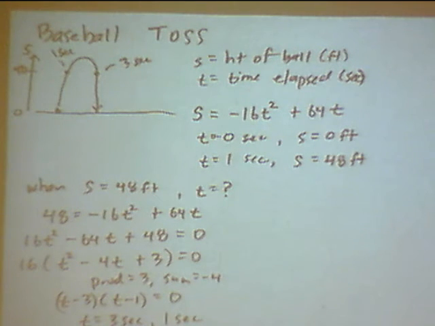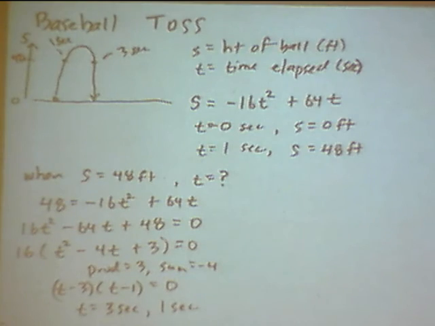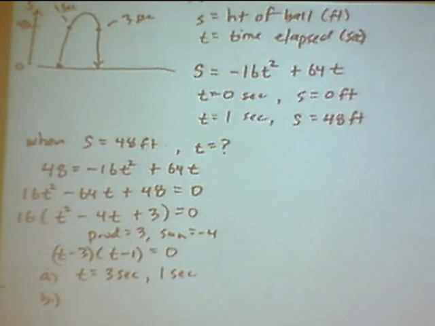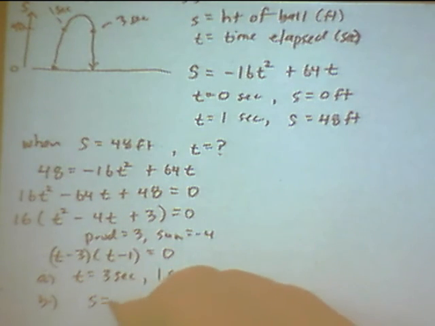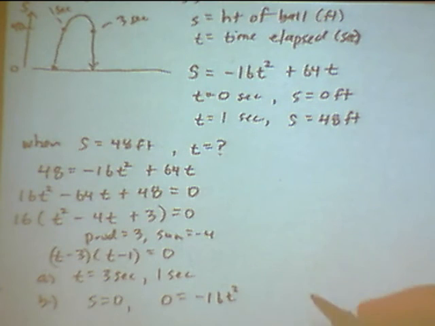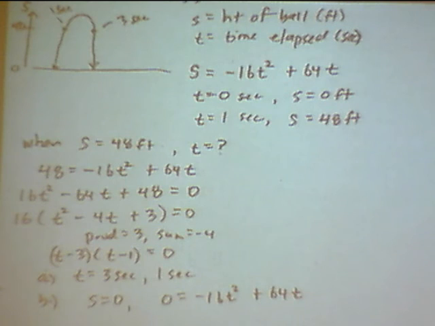Now part B says, when will it hit the ground? All right, so we go back to our equation. So this is part A. Part B, when will it hit the ground? Well, what is s when the ball is on the ground? s would be 0. So let's go ahead and plug in 0 into my equation, and I have 0 equals negative 16t squared plus 64t. And now I have to solve this equation.